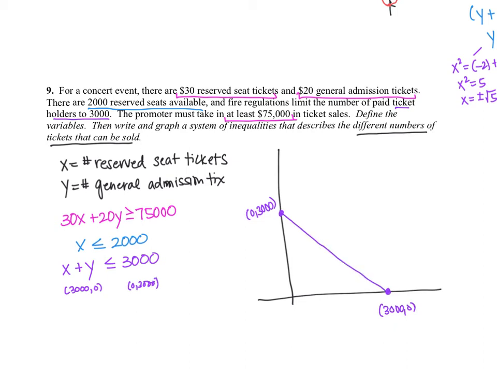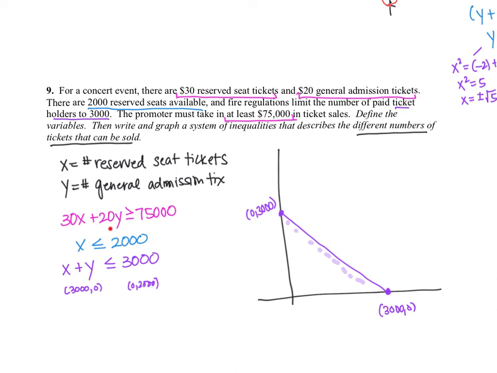Now, in terms of which way to shade it, you could turn it into slope-intercept form to tell, or you could plug in a point. If I plug in (0, 0), 0 plus 0 is less than 3,000 checks, so I have to shade towards the 0, which is down here. So I'm shading below, and again, you don't have to mark it. This is how I remember. Okay, now I'm going to go to the next one.